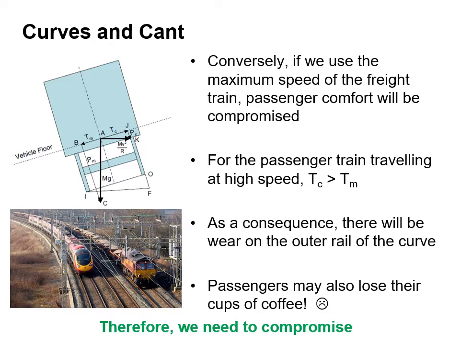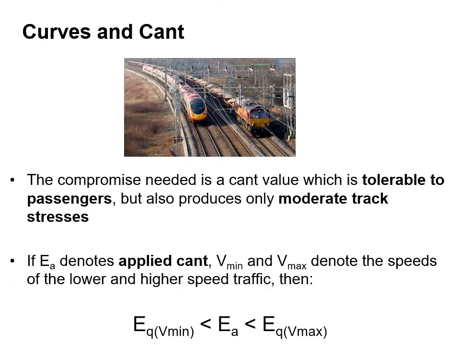So for the passenger train travelling at high speed, Tc will be much greater than Tm, and as a consequence, there'll be wear on the outer rail of the curve, and passengers may also lose their cups of coffee. So therefore, we need a compromise between both situations. The compromise needed is a Cant value which is tolerable to passengers, but also produces only moderate track stress.